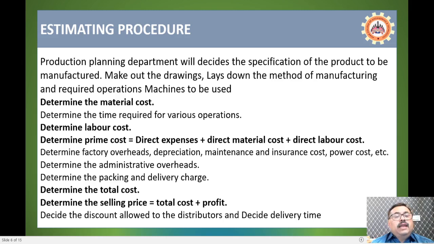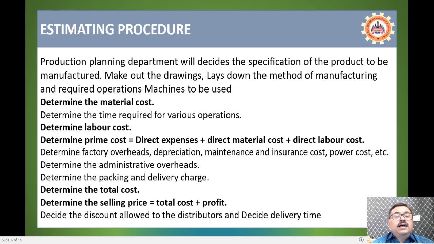Then you will be calculating the prime cost. To determine the prime cost, it is direct expenses plus direct material cost plus direct labor cost. These three costs, that is expenses, material and labor, all the three are direct. These three direct costs clubbed together will form the prime cost.